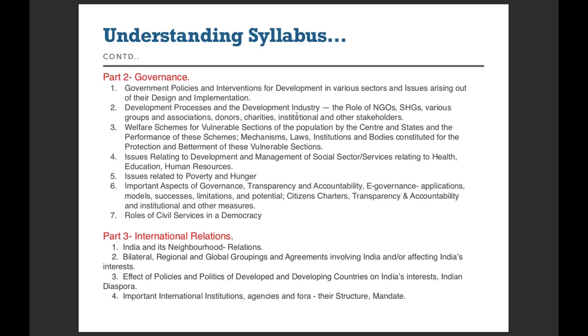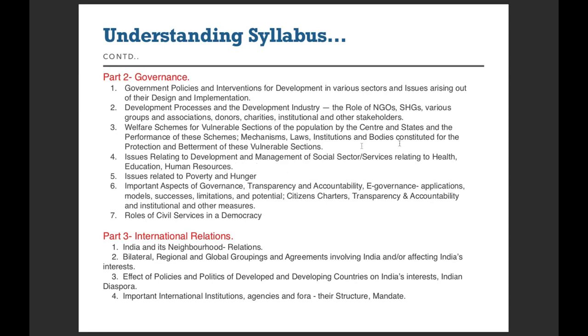Then we are focusing on the vulnerable sections, very important for us as bureaucrats, where we focus on the empowerment of women, destitutes, old age persons, children, and these kinds of questions are covered under the vulnerable sections, where we have to study the welfare schemes for them, how the laws and different institutions are protecting women, like the POCSO Act, the Protection of Children from Sexual Offences Act, and various institutions like the National Commission for Women, the National Human Rights Commission, and how these commissions are protecting these vulnerable sections of society.